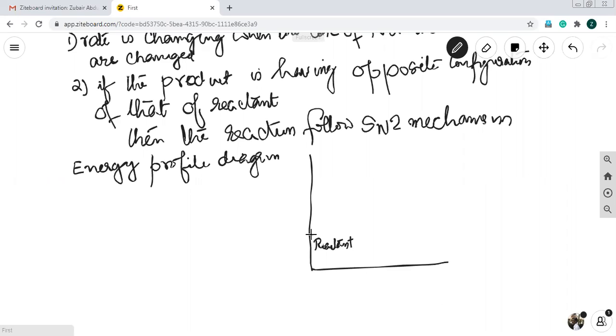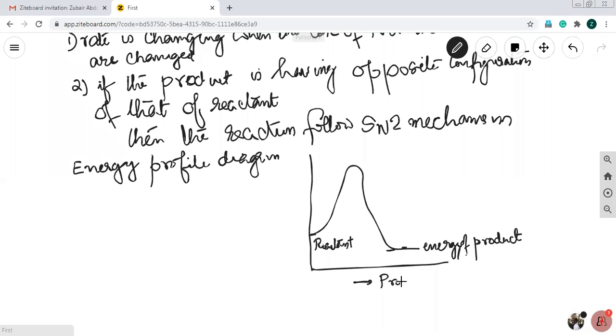Now the energy increases. It goes to the top and then it comes down. And here is the product. And this is the energy of the product. So this is the progress of reaction, and this is energy, delta E.